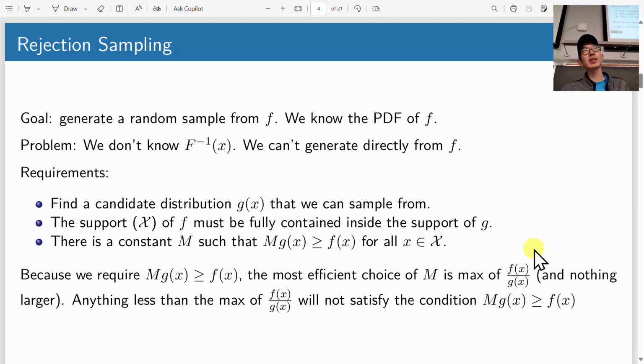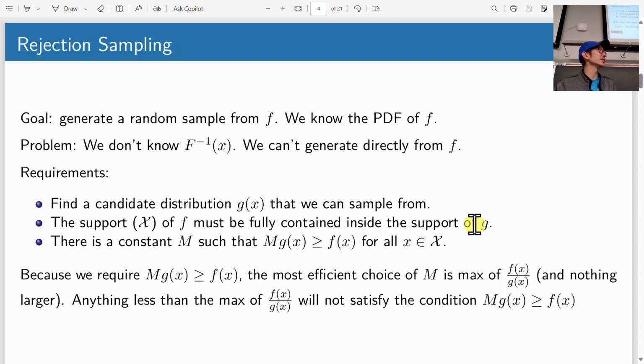And you can see why that would be a requirement, especially for something like rejection sampling, because if you want a random sample drawn from f and this requirement is not met, then there's going to be areas of g where the probability of generating that value is 0, but there's areas of f where the probability is not 0. So it just means you'll never generate certain values of f if this condition is not met.